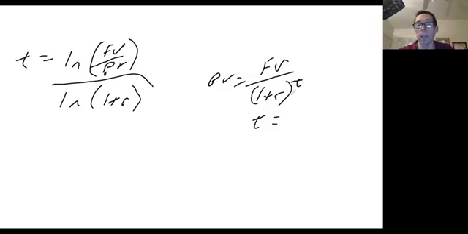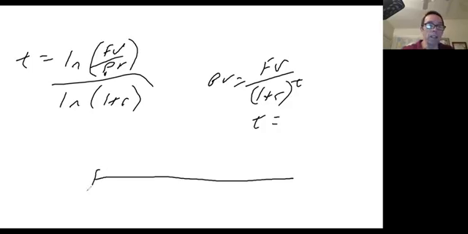Let's see what T ends up equaling there. So here's our problem that we're going to take a look at. The problem is I'm going to invest some money today at time 0. I'm going to invest $1,000.